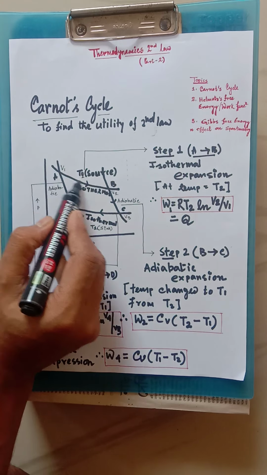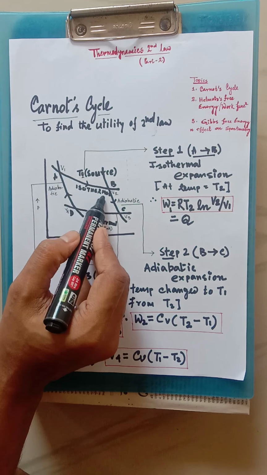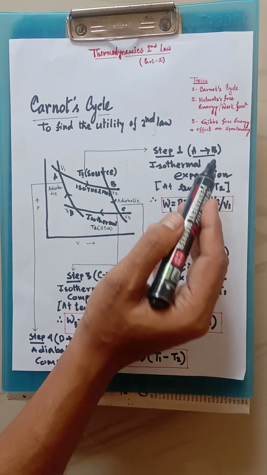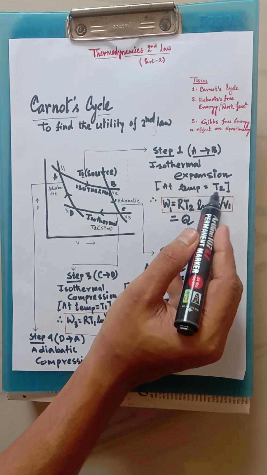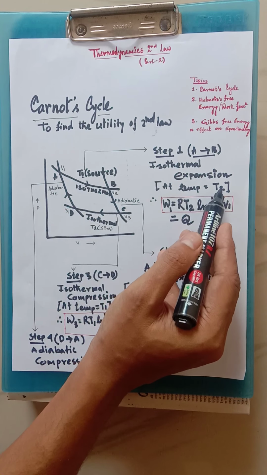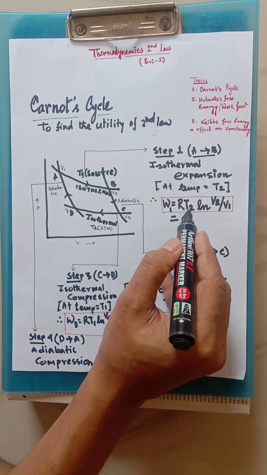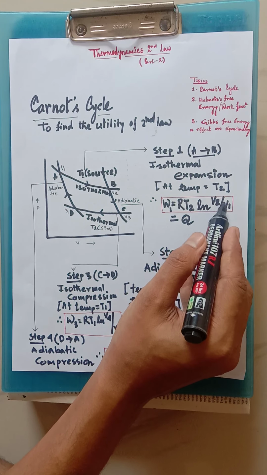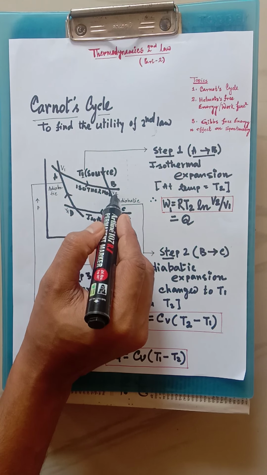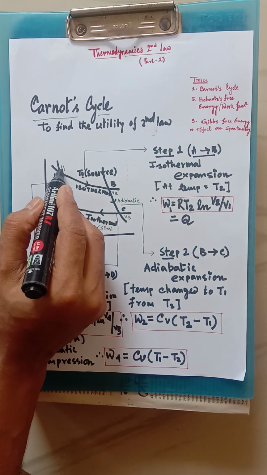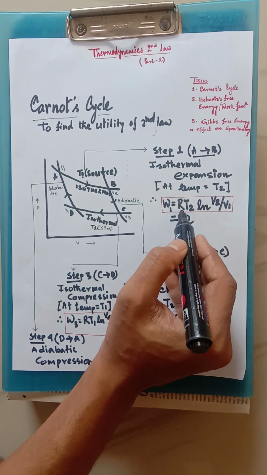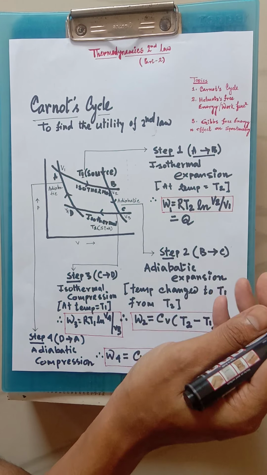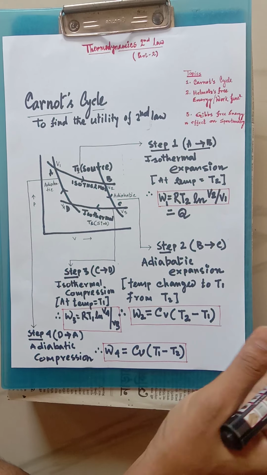Step 1, that is A to B. It is isothermal expansion at temperature T2. Because it is isothermal, the temperature remains constant, that is T2. So the first work done, W1, will be RT2 ln V2 by V1, where V2 is the volume at position B and V1 is the volume at position A. This is the amount of heat absorbed by the system.